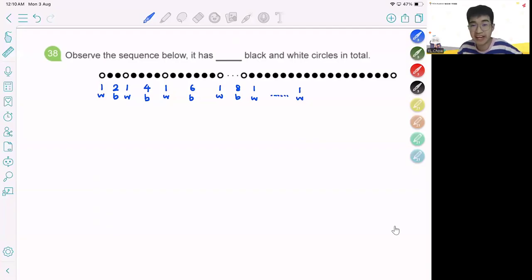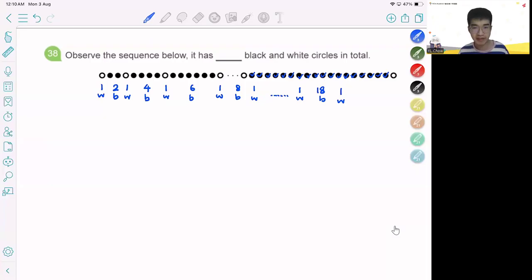And then please count carefully. There are 1, 2, 3, 4, 5, 6, 7, 8, 9, 10, 11, 12, 13, 14, 15, 16, 17, 18. 18 black. Finally, one white. All right. So since it's asking for the total number of black and white circles, let's try to count them separately and then add them up.